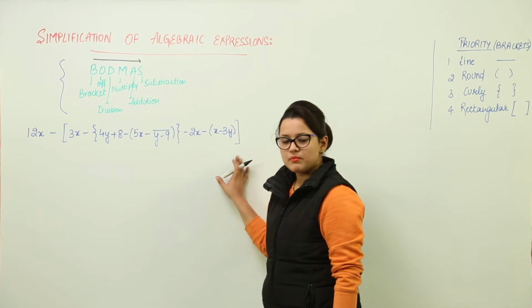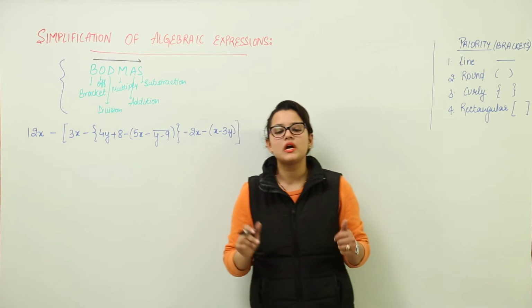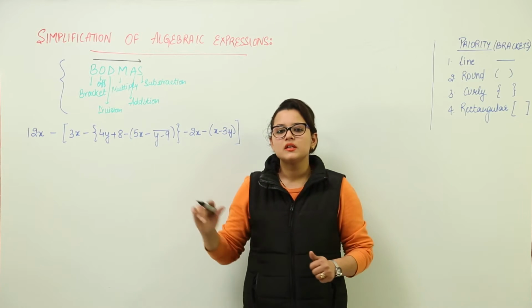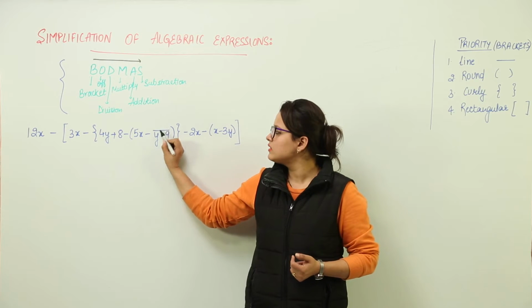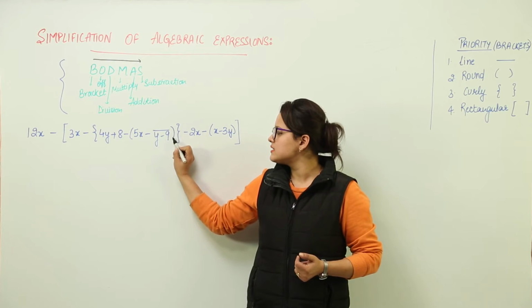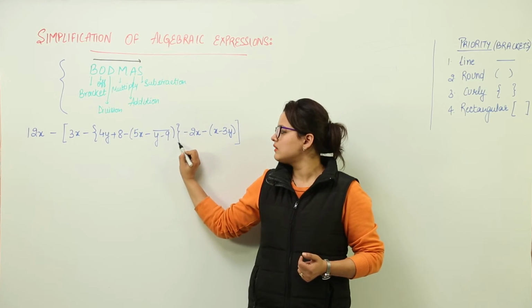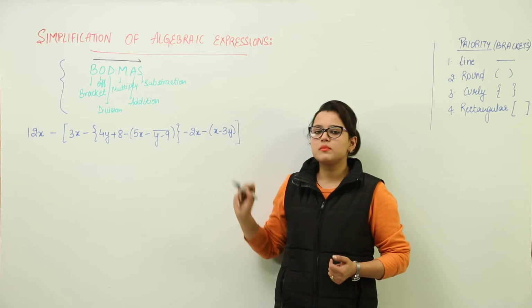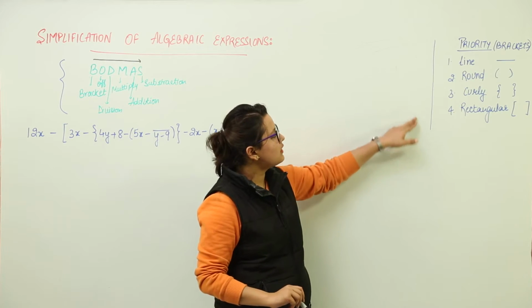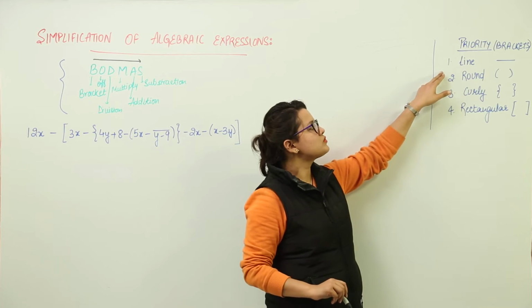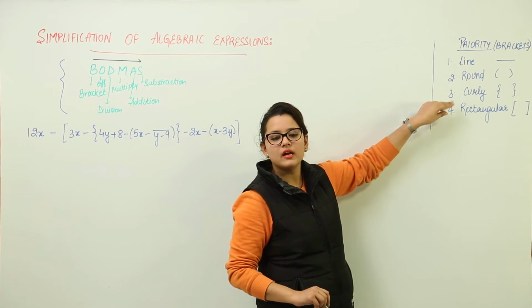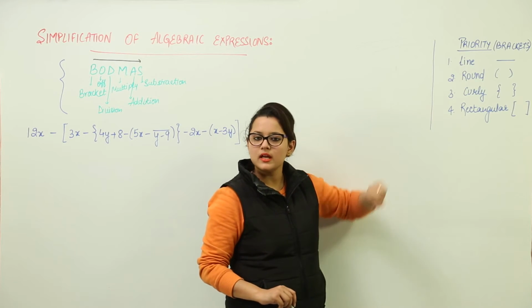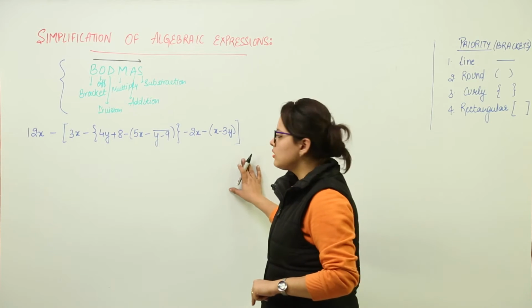Before doing this example, I'll tell you the priority order of brackets. Brackets are of four types: line brackets, as you can see over here, round brackets as these, curly brackets are these, and these are the square brackets. You have a priority order: first of all you have to solve the line bracket, then round bracket, after that curly, and finally the last one, rectangular brackets. So we'll start solving this now.